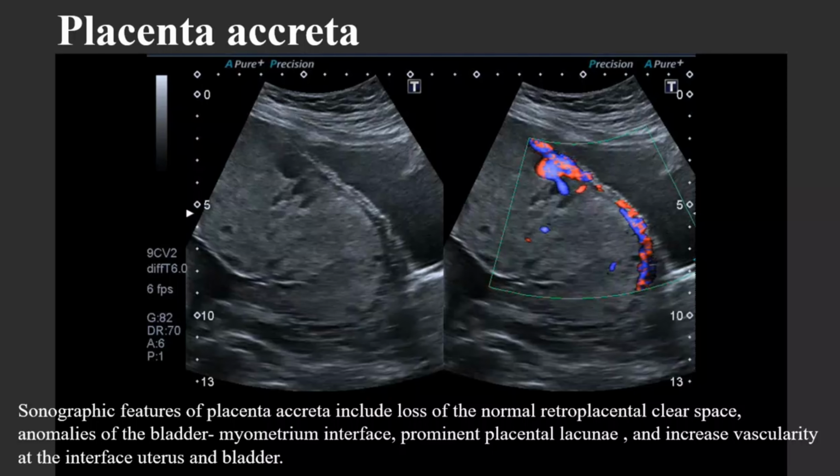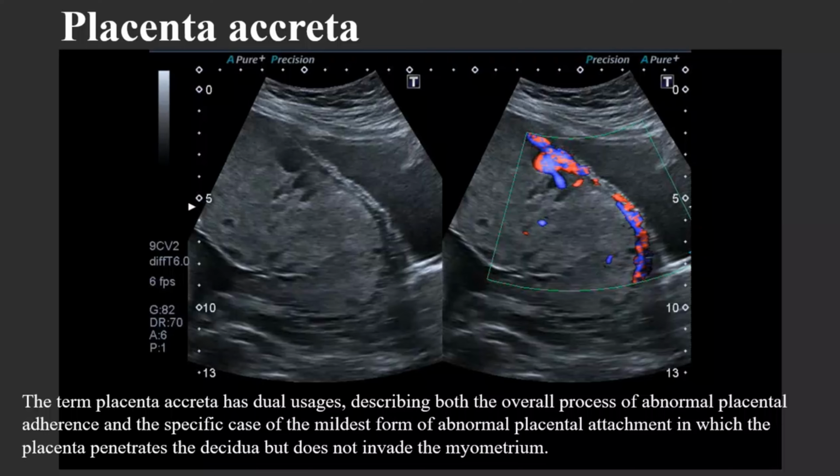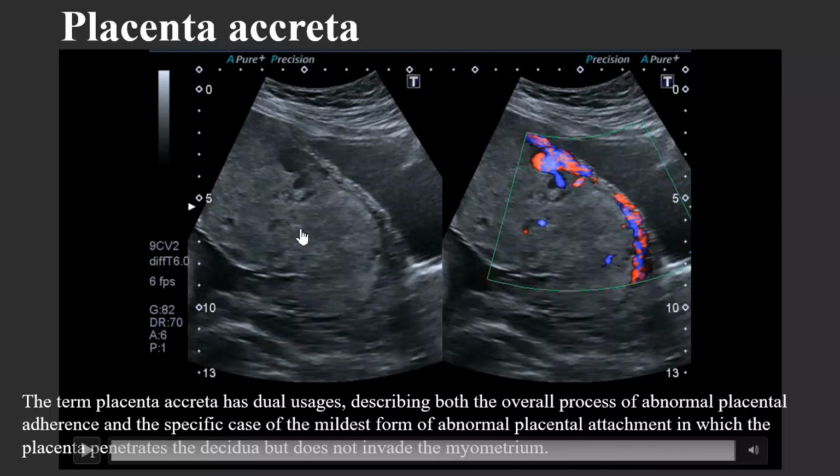The sonographic features of placenta accreta include the loss of normal retroplacental clear space, anomalies of the bladder-myometrium interface, prominent placental lacunae, and increased vascularity at the interface of the uterus and the bladder. The term placenta accreta has a dual usage, describing both the overall process of abnormal placental adherence and the specific case of the mildest form of abnormal placental attachment, in which the placenta penetrates the decidua but does not invade the myometrium of the uterus.